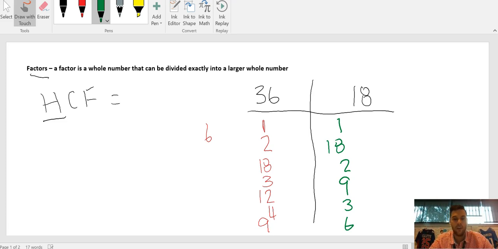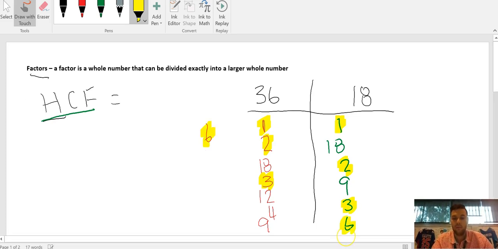They're all our factors of 36 and 18. Now, we need to find the highest common factor between these two numbers. The first thing I want you to do is go through and circle or highlight all the numbers that they have in common. So 1 is in both of them. 2 is in both of them. 3, 6, 9, and 18. So every factor of 18 is actually also a factor of 36. Should have known that straight away.